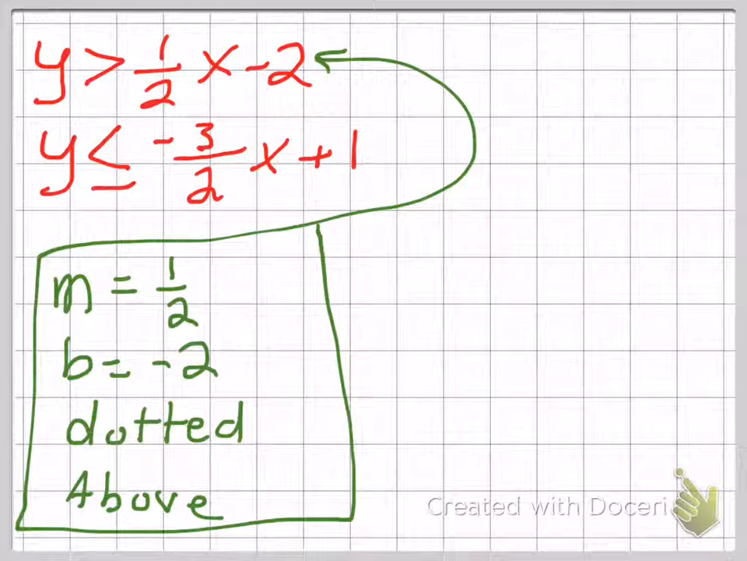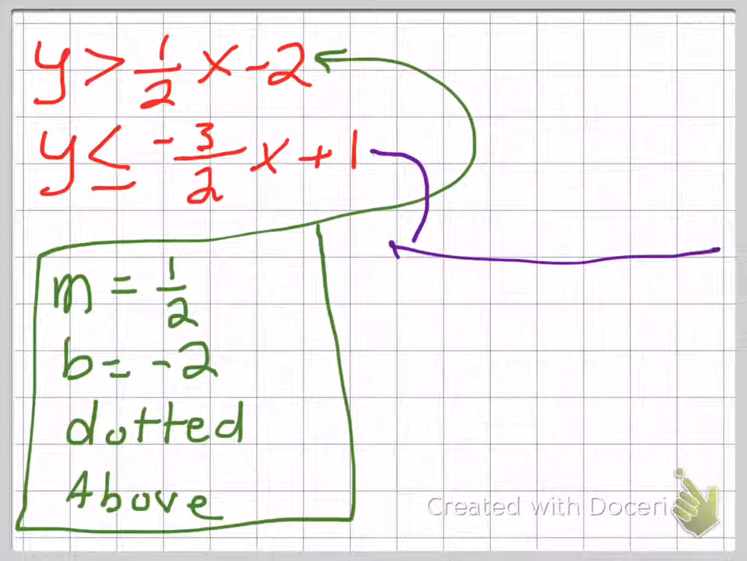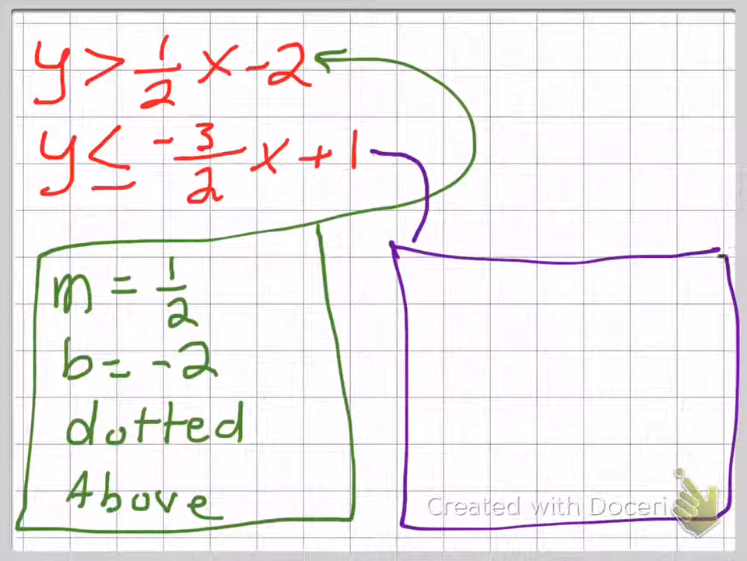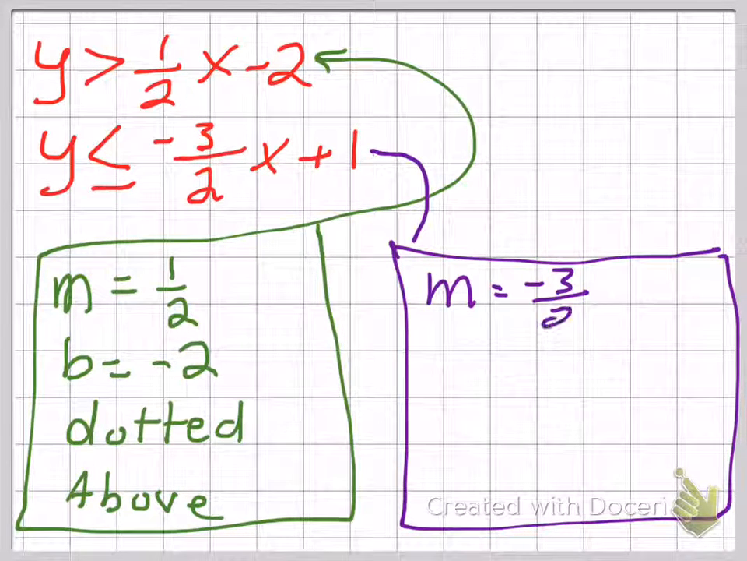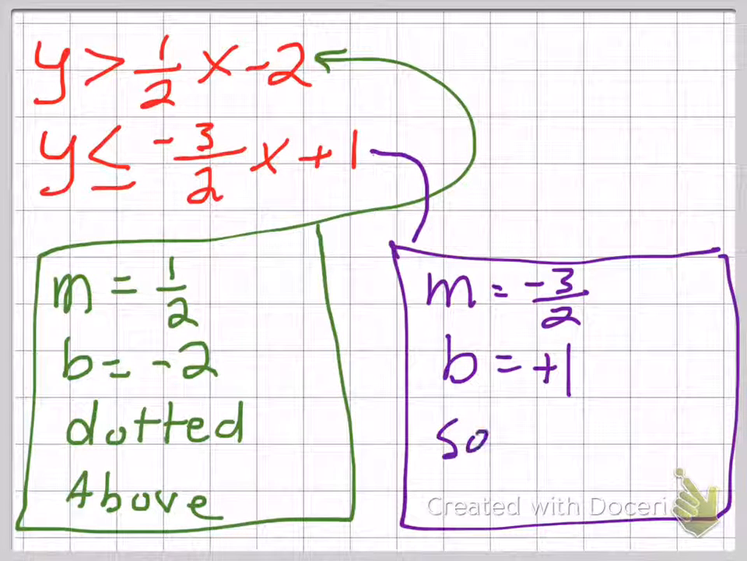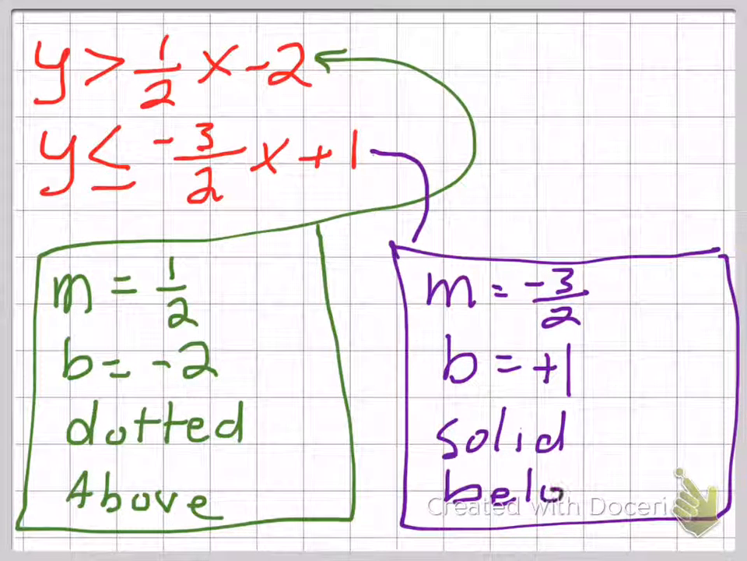Alright, and let's go ahead and do the same thing with the bottom line here, or inequality, I should say. My slope is -3/2. The y-intercept is +1, and it's going to be a solid line shaded below, because y is less than. If y is less than, it's below. If y is greater than, it's above.